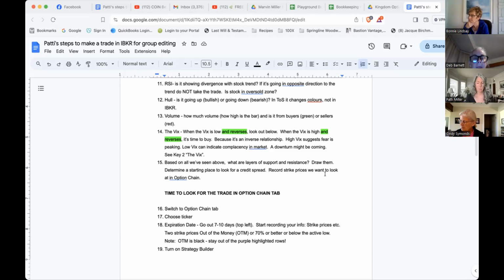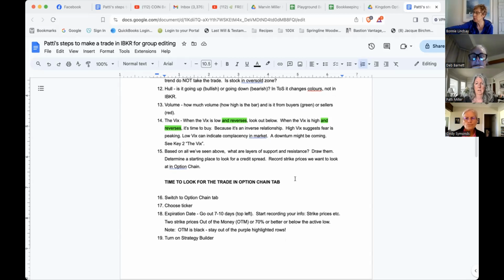Because we draw them in, then we want to determine a starting place to look for the strike prices to create the credit spread to get the profit we want and the probability of success we want.